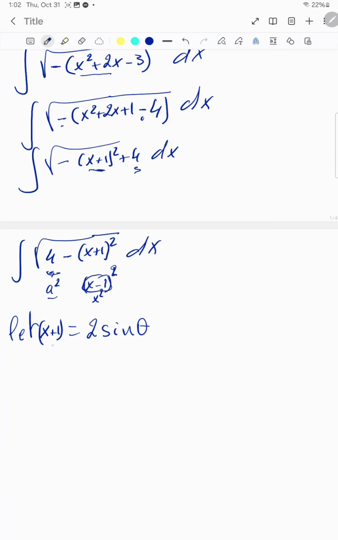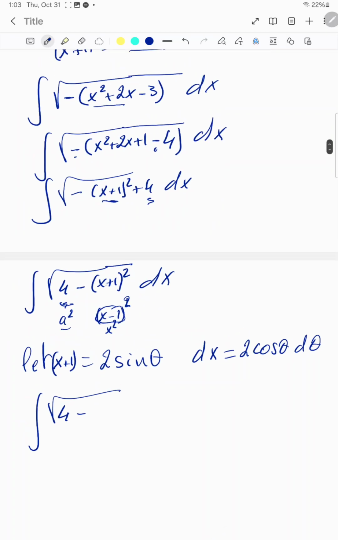So if x plus 1 equals 2 sine of theta, then dx is equal to 2 cosine of theta d theta, because the derivative of sine theta is cosine theta, and the 2 is a constant, we keep it. So I can rewrite my integral as the square root of 4 minus, instead of x plus 1, I replace x plus 1 by its value, which is 2 sine of theta squared. And my dx, I replace it by 2 cosine theta d theta.